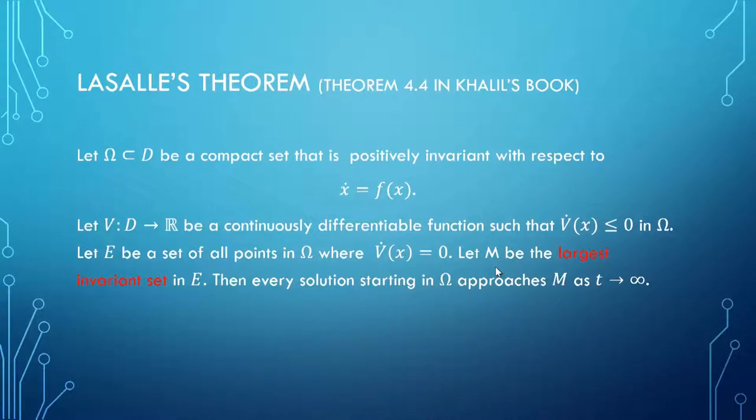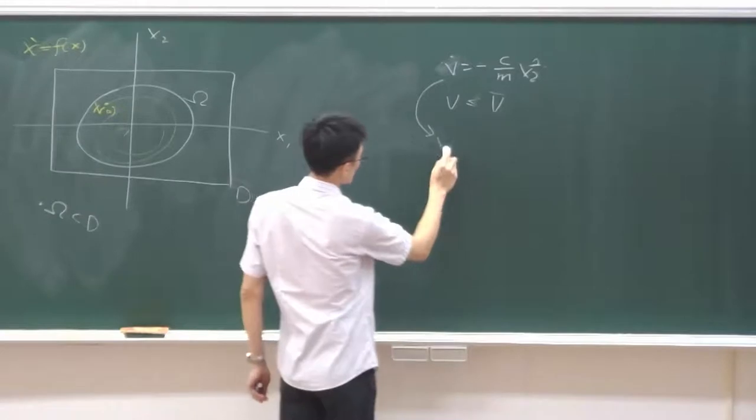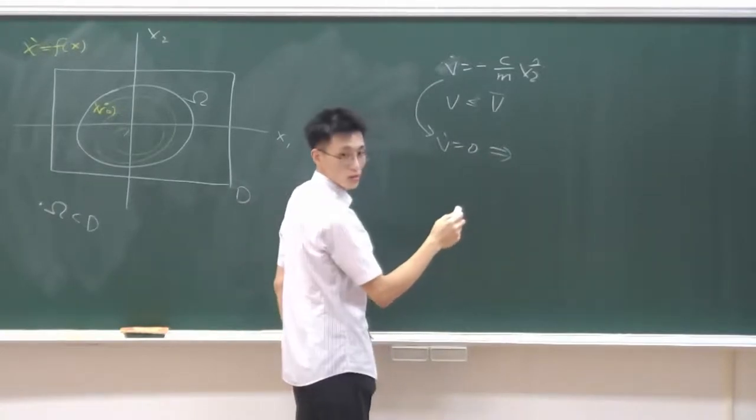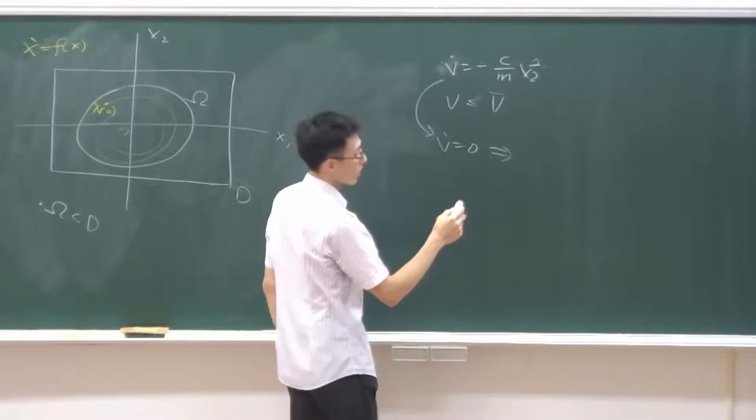In Omega. Then let E be the set of points in Omega where it satisfies this condition: V dot is equal to zero. So in this case, what does V dot equal to zero mean? What does this mean? x2 is zero.